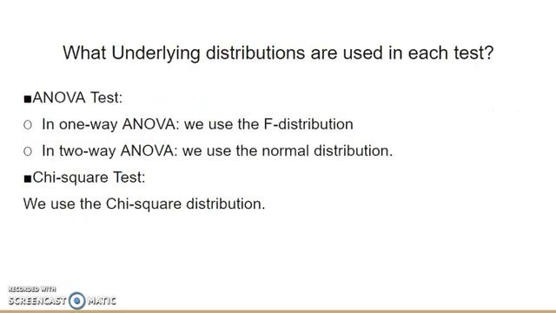But what are the underlying distributions that are used in each test? We use the F distribution in the one-way ANOVA, and in the two-way ANOVA we use the normal distribution. But for the chi-square test, we use the chi-squared distribution.